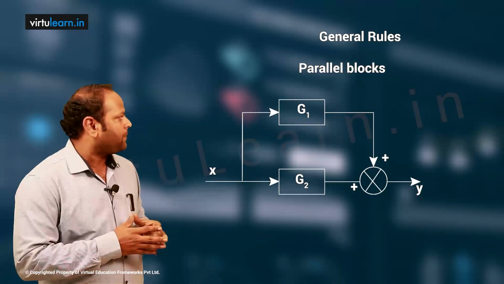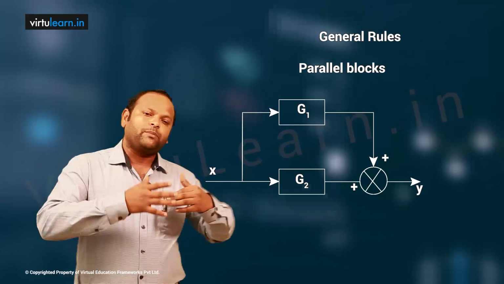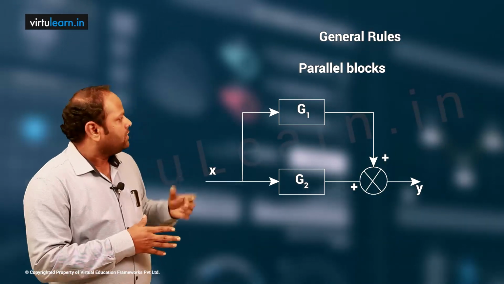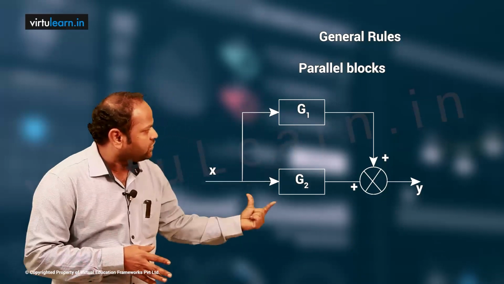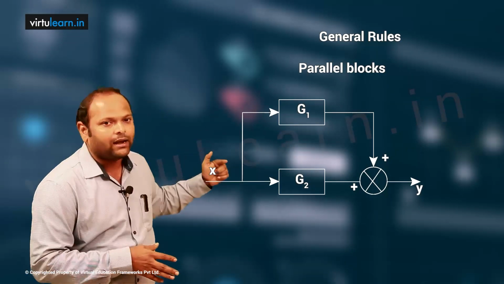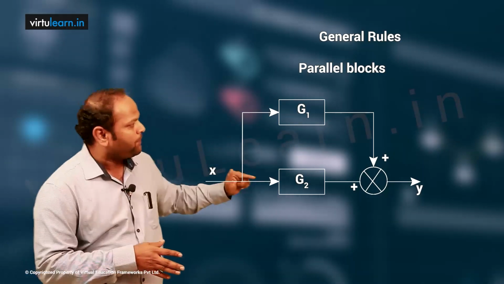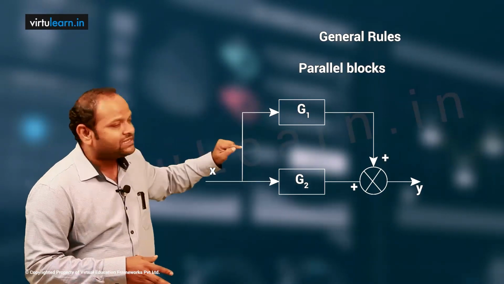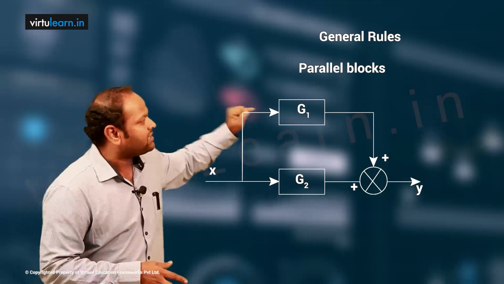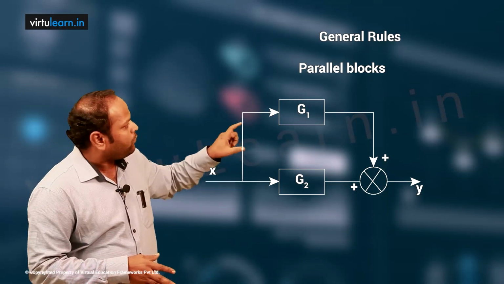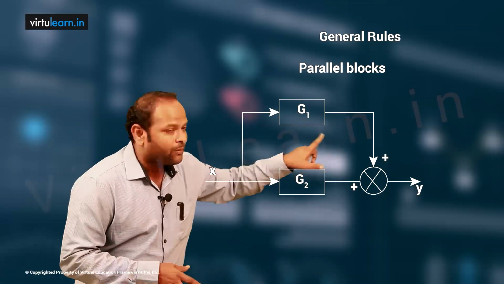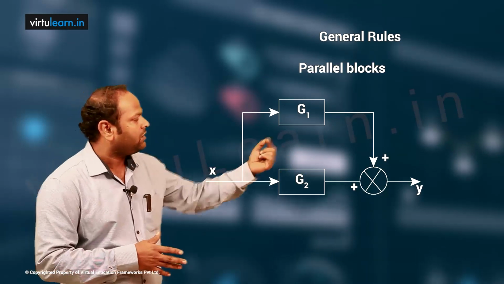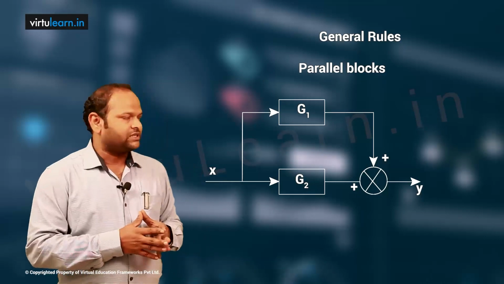There are many practical cases where systems can be operated and connected in parallel. So here I have G1 and G2, and these two blocks are connected in parallel. When we say these two are connected in parallel, the same signal is coming to G1 and the same signal is coming to G2. So whatever outputs you get, you are going to sum them. You are going to add. It can be addition or subtraction, depending upon the physical nature of the system.